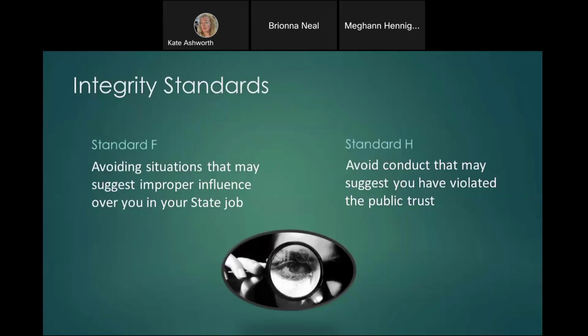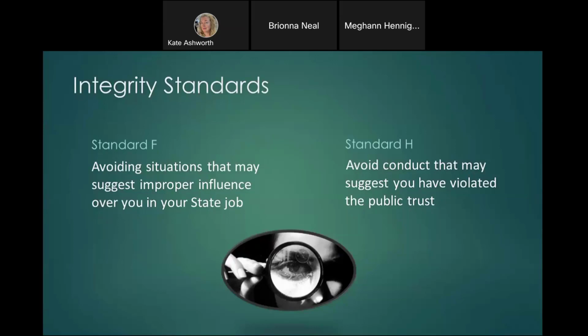And H is about avoiding conduct that may suggest that you have violated the public trust. We must not act in ways that give the appearance of misconduct. If it looks like it may be suspicious, don't do it. So this is what we were talking about at the beginning of this section, that even the appearance of a conflict of interest could be a problem. And that's where we find it in these standards F and H.